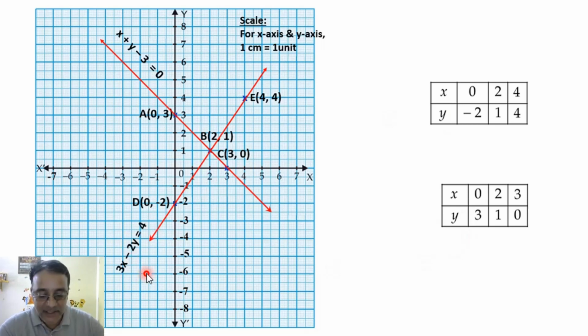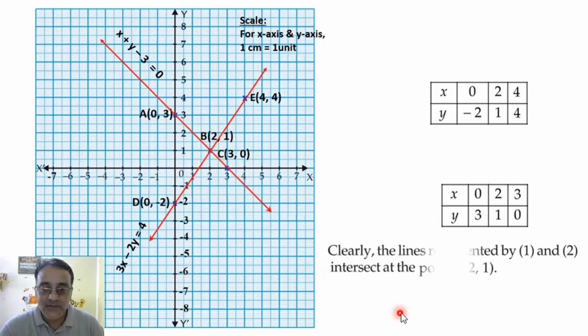Now you tell me the point where these two intersect. 2 comma 1. Clearly the lines represented by the two equations intersect at point B, that is (2, 1). Any doubt? No, sir. Okay.